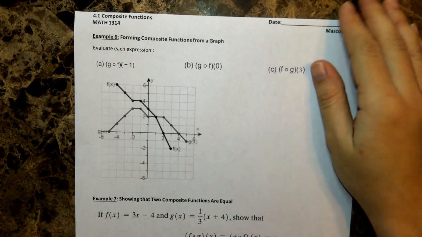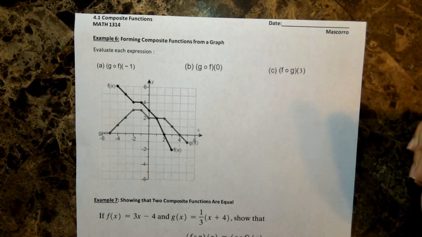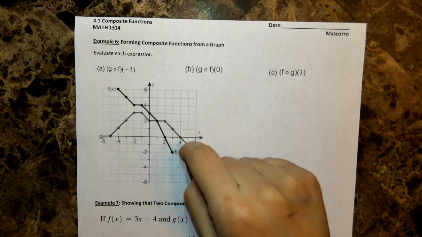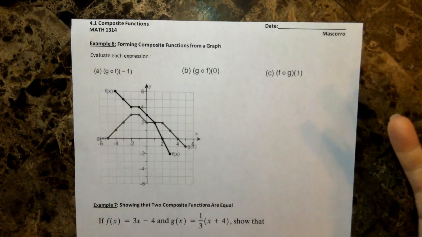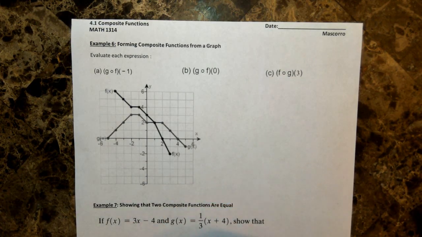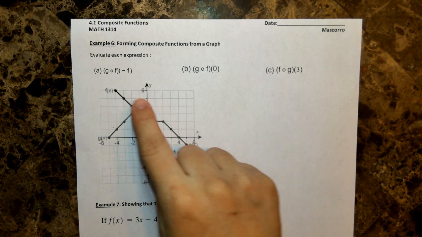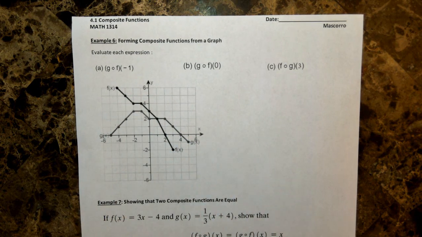Alright, and then the last way to compose two functions is given a graph. So we went over how to compose two functions given the two equations, given a table of values, and then the last way to compose two functions is from a graph. So let's say you're given a graph of two different functions.